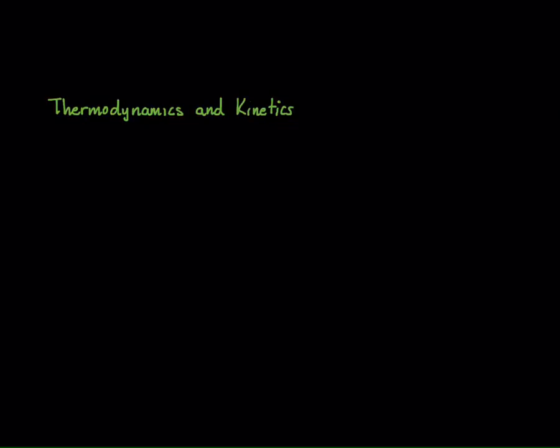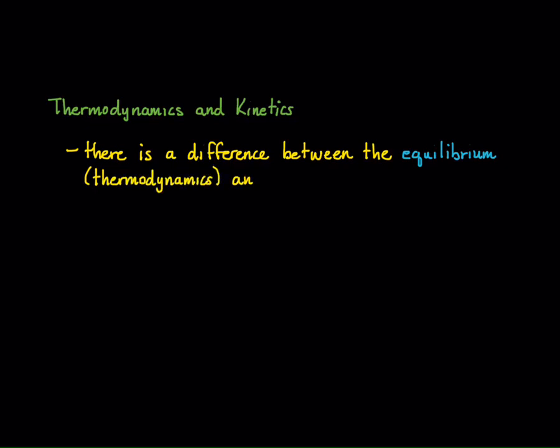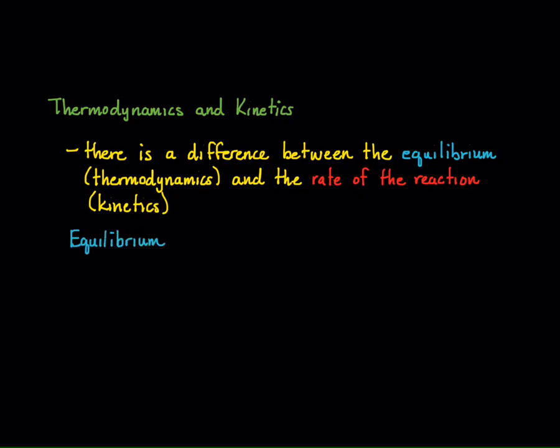Now we have to review the basic principles behind what we call thermodynamics and kinetics. We have to understand that there is a difference between the equilibrium of a reaction, which we think of as a thermodynamic process, and the rate of a reaction, which we think of as the kinetics. So kinetics deals with the speed of a reaction, or the rate of the reaction. Thermodynamics deals with the equilibrium of a reaction. So we're going to first tackle equilibrium because I think it's maybe a little easier to understand.